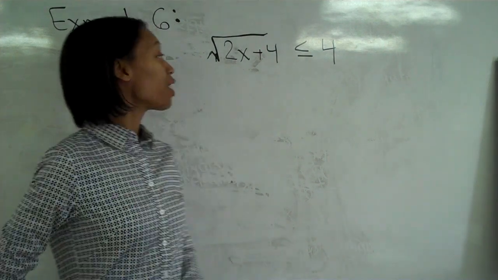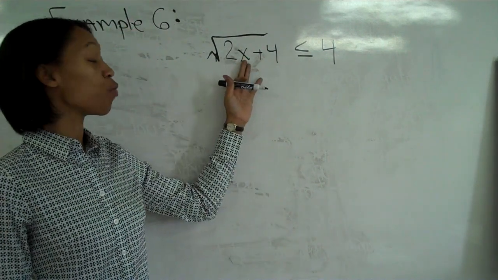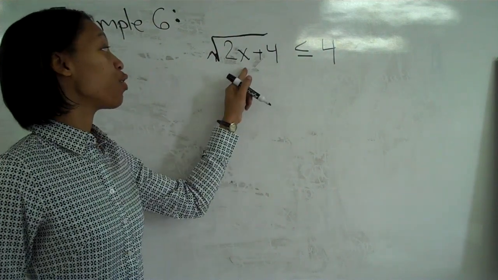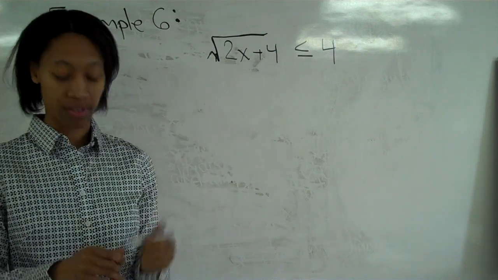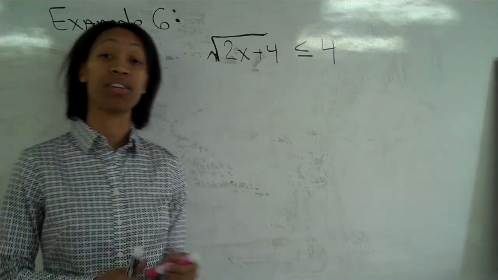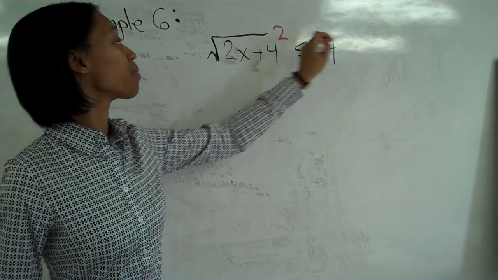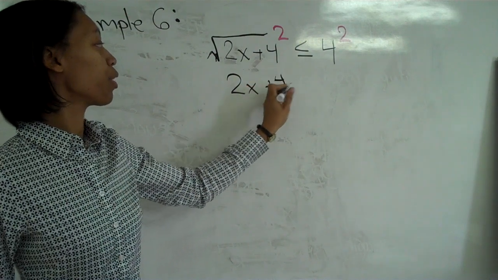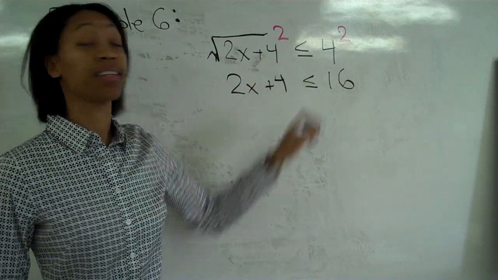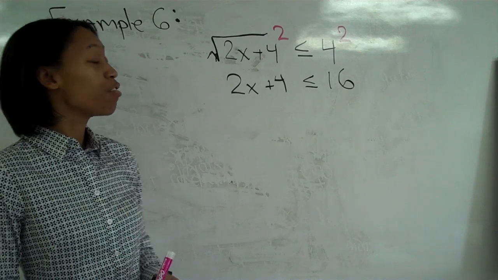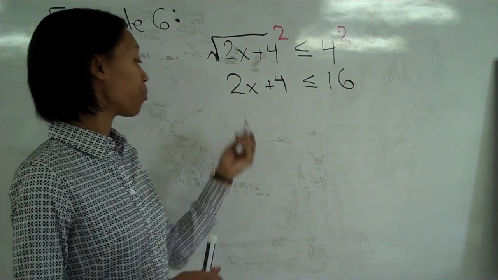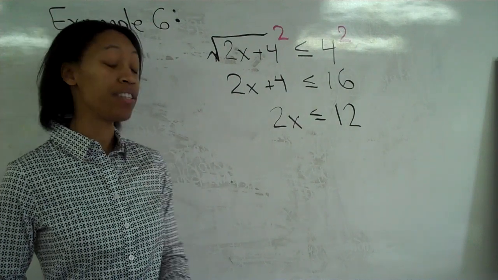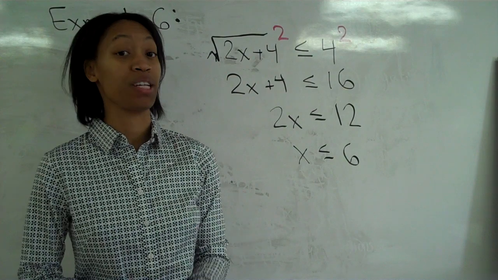Okay, so let's go ahead and solve. Here we have a radical equation and it's an inequality. The first thing I need to do is make the radical cancel out. In order to make the square root cancel out, I'm going to have to square both sides. The square and the square root cancel, and I have 2x plus 4 is less than or equal to 16. I can solve like normal: subtract 4 to the other side, which gives me 2x is less than or equal to 12. Then dividing by 2 gives me x is less than or equal to 6.